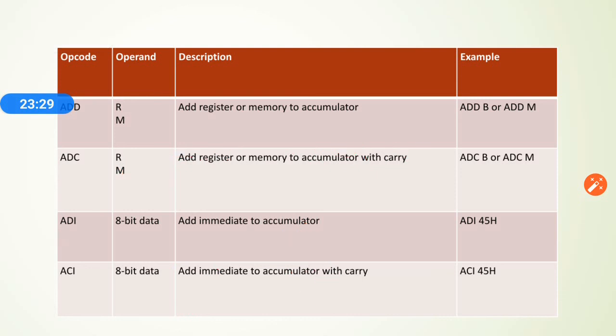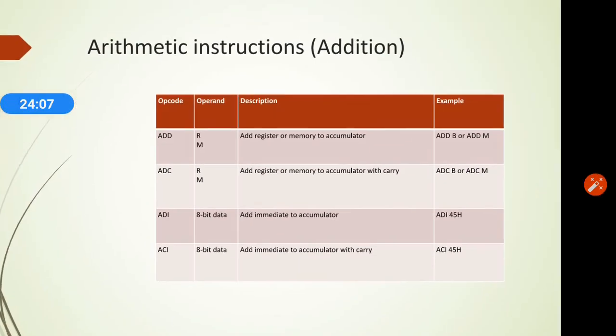So this ADI command is used for adding the contents of the accumulator with immediate data, or our user input data, which is 8-bit. 8-bit binary means 2-digit hexadecimal, right? Now ACI is similar: add the contents of the accumulator with immediate data with carry, because whenever you are doing multiple additions, a carry may be generated, so we can add that carry to get the correct result. Now this set is for addition, right?